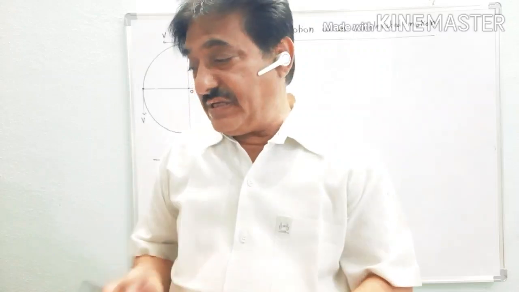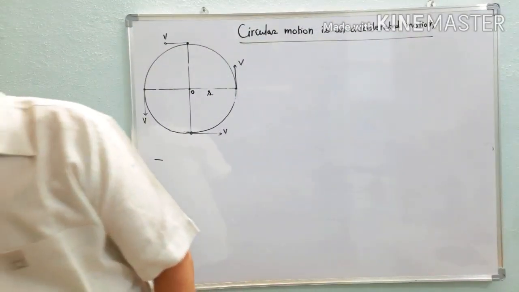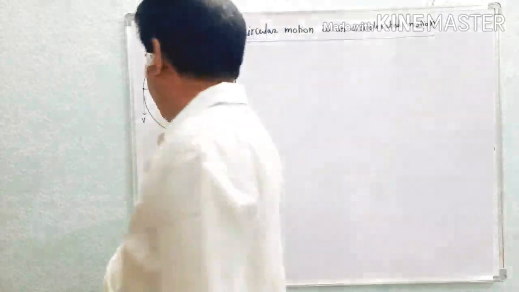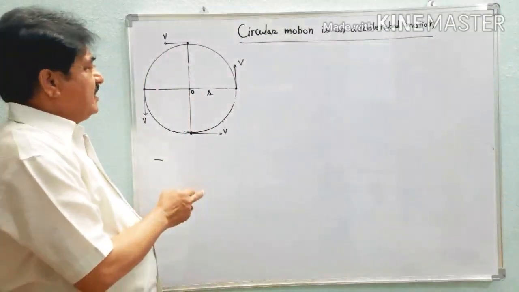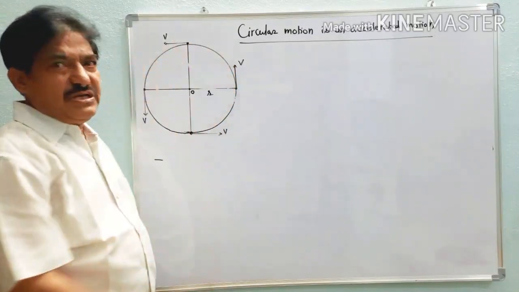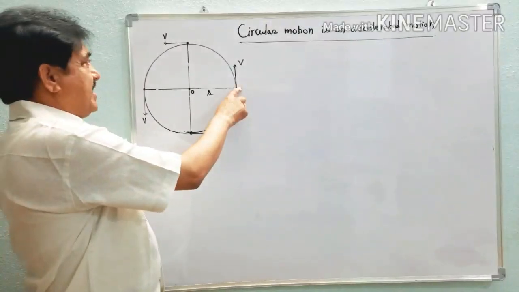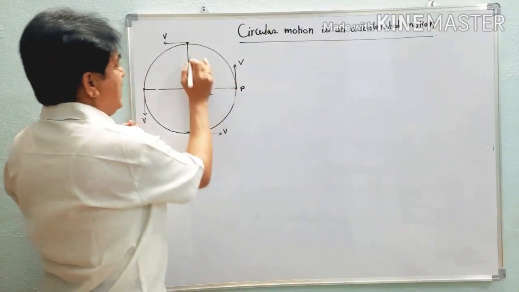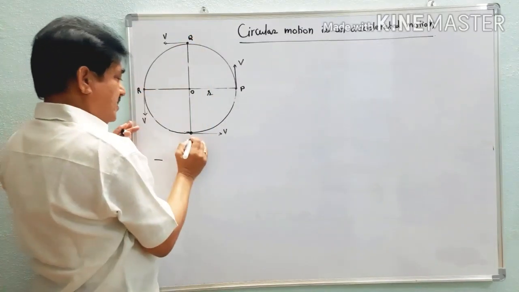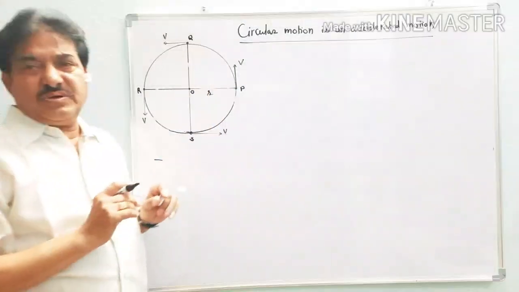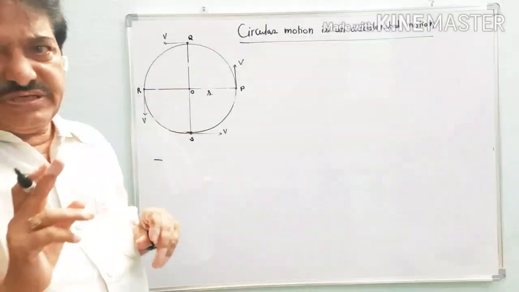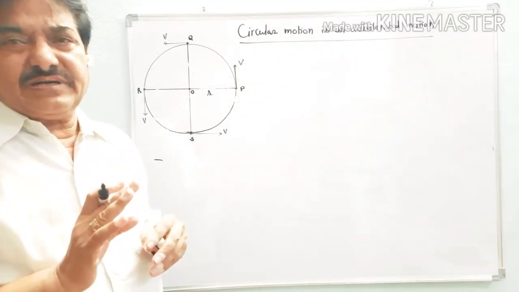So, the next concept in circular motion is that circular motion is an accelerated motion. Why is circular motion known as accelerated motion? See this figure. In this figure, the velocity of a particle is always tangential to the circular path. At points P, Q, R, S, the velocity is tangential to the circular path. At these positions, the magnitude of velocity remains constant, but its direction is changed.